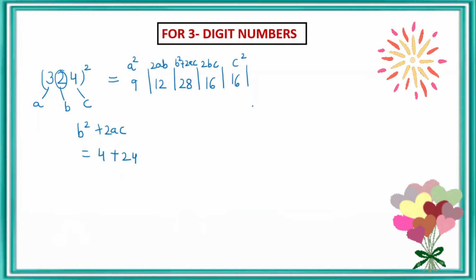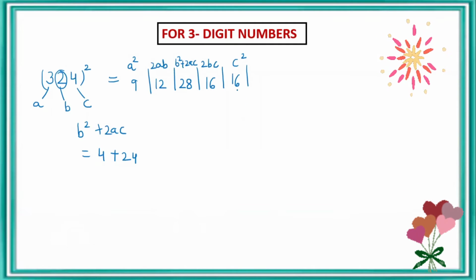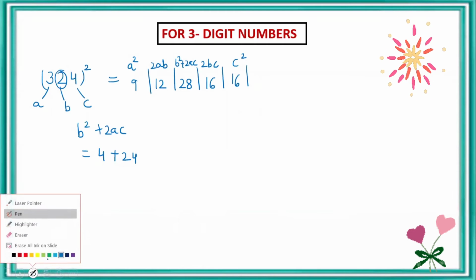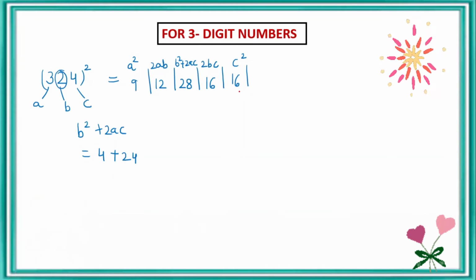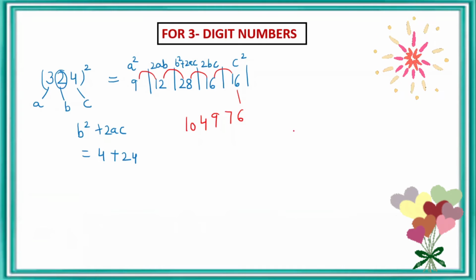Now after writing all the answers, start from right and pick one digit at a time. So from here, you write 6. From here, write 6. From this, shift 1 to this side. 1 plus 6 is 7. Again 1, shift to this side. 8 plus 1, 9. Again shift this 2 to this side. 2 plus 2, 4. And 9 plus 1 is 10. So square of 324 is 104976. So the final answer is 104976.